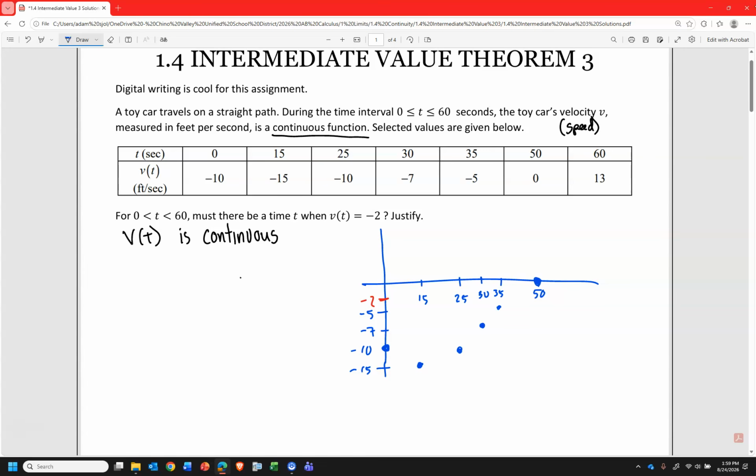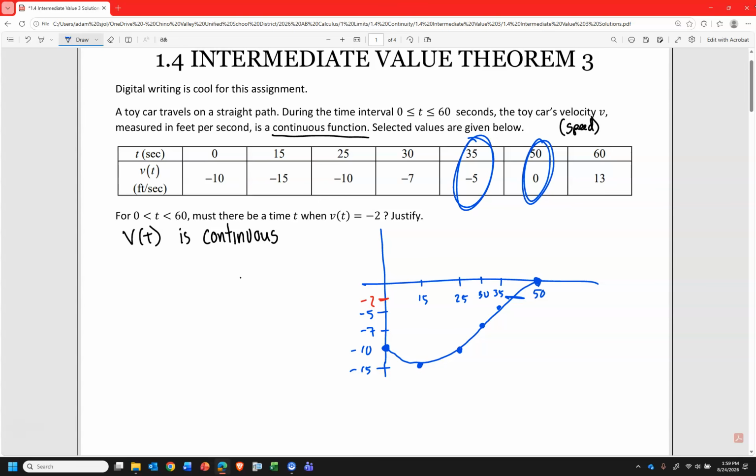Because this graph is continuous, maybe it follows this nice smooth path. Maybe it doesn't. But between 35 and 50, the graph went from being less than negative 2, namely negative 5, to more than negative 2, namely 0. Okay. So that's really what I see. I think normally, and farther in the year, you'd just be looking at that table of values, but sometimes it's kind of hard to see.